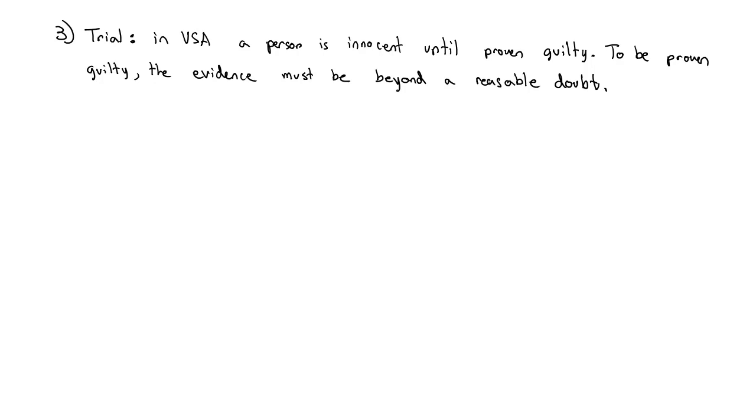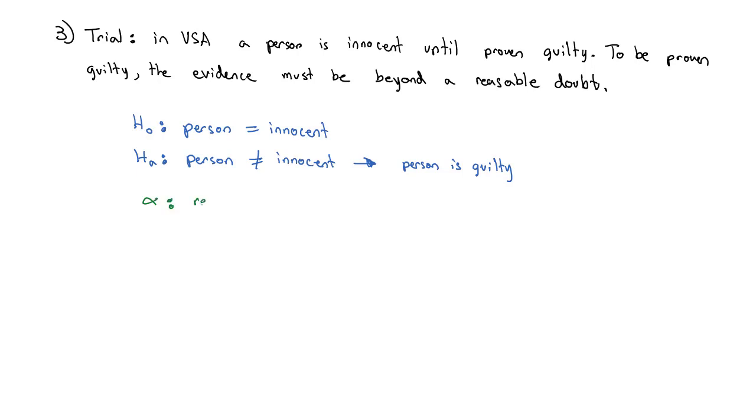So if this was a hypothesis test, what we'd essentially be saying, the null hypothesis is that the person is equal to innocent. We always assume the person is innocent from the beginning. And the alternative hypothesis is what we're trying to prove. We're trying to prove the person is not equal to innocent. And maybe a better way to say that would be that the person is guilty. This is what we're trying to prove in a court of law. Well, how much evidence do we need to prove they're guilty? That decision point is reasonable doubt. We're trying to prove beyond a reasonable doubt.